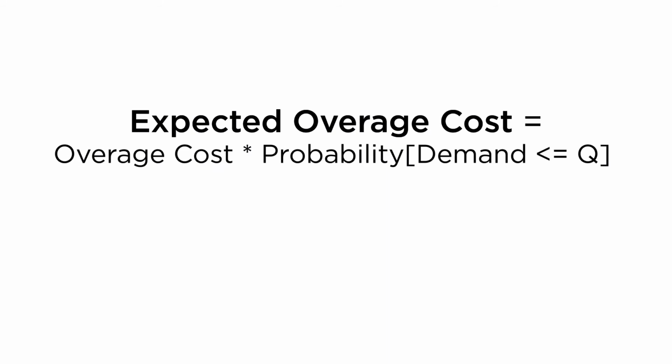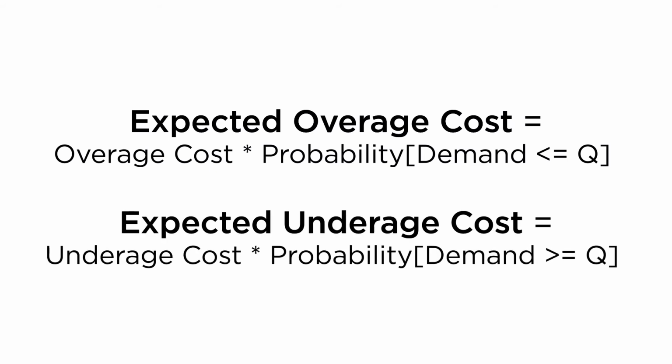Well, the expected overage cost is the overage cost per unit of inventory that is left over times the probability that your demand is below the inventory that you have. And what is your expected underage cost? Well, it's the underage cost itself, the cost of having a customer walking away, times the probability that you see something like this happen, which is the probability that your demand exceeds the quantity that you procure.